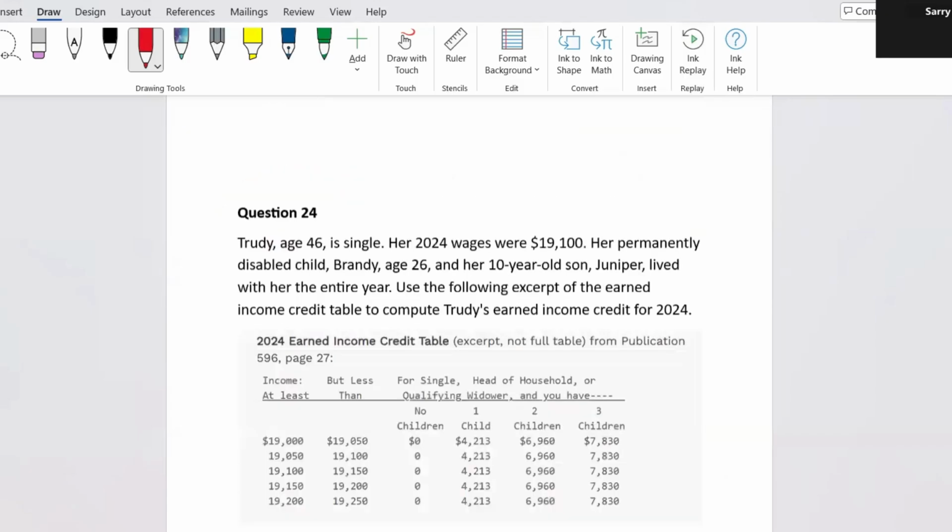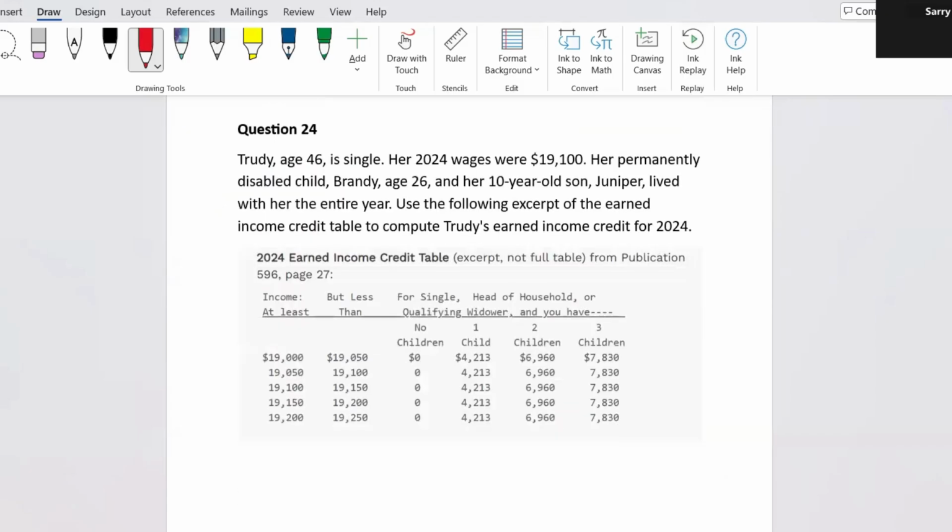Question number 24. Trudy, age 64, single. Her 2024 wages were $19,100. Her permanently disabled child, Brandy, age 26, and her 10-year-old son, Juniper, lived with her the entire year. We use the following table down here to understand her earned income credit, the EIC credit. So earned income credit, that's what it's asking us about. Okay, so she's at 19,100, correct? So she's right here.